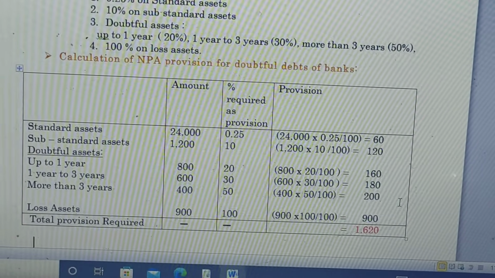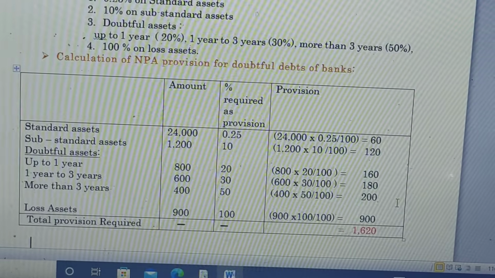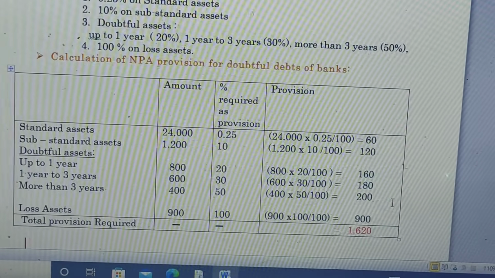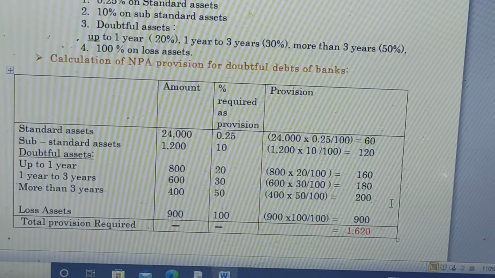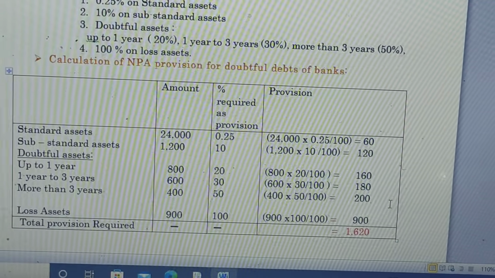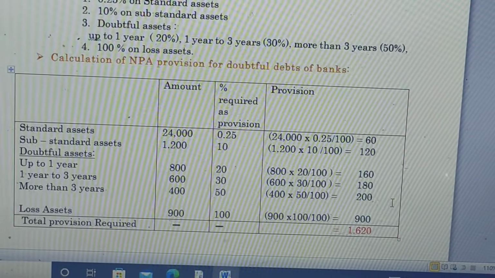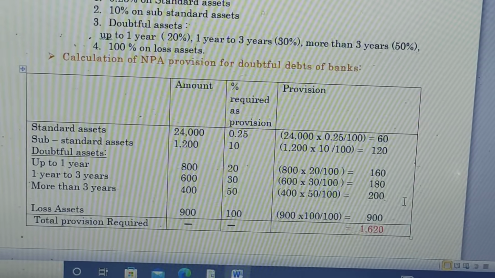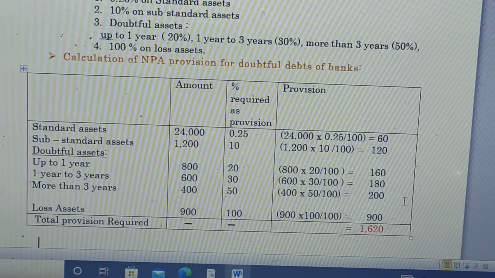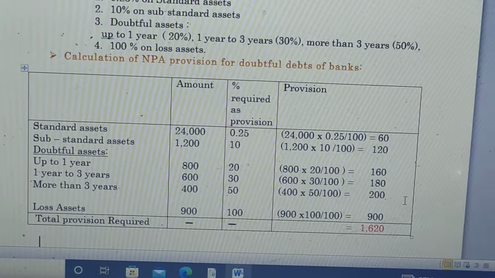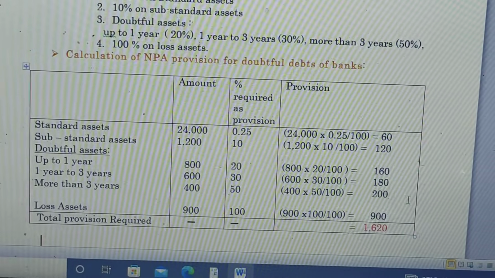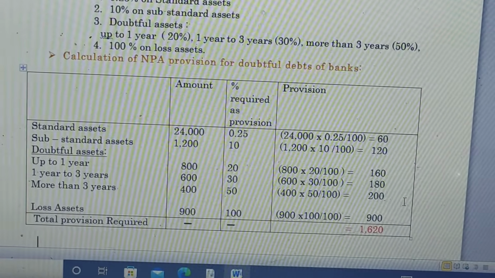And 1 year to 3 years, the amount is rupees 600. The percentage of provision is 30. And the amount of provision is 180. It means 600 multiplied by 30 divided by 100, we get 180. And more than 3 years, the amount is rupees 400. The percentage of provision is 50. And the amount of provision is 200. It means 400 multiplied by 50 divided by 100.